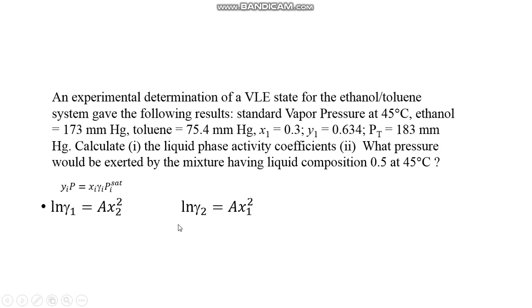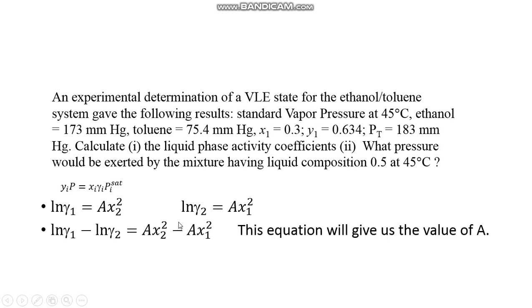This can be then further written as ln gamma 1 minus ln gamma 2 is equal to A x2 square minus A x1 square. Now I know gamma 1, I know gamma 2 from this equation, I know x1, x2, the only unknown in this equation is A. I can solve for A and I can get the value of A. Once I get the value of A, then the second part becomes evident.